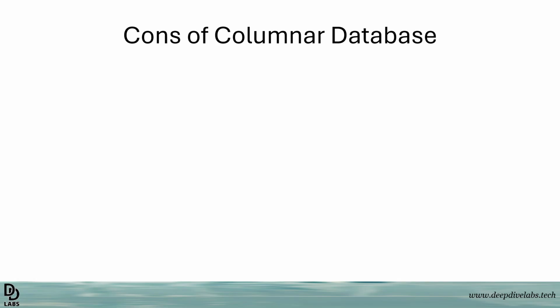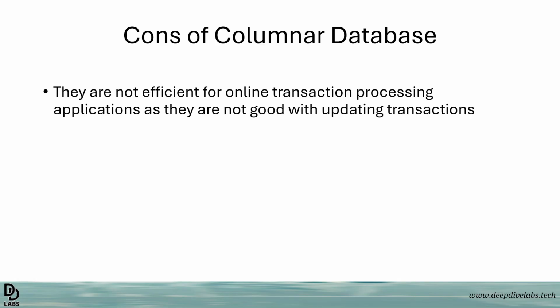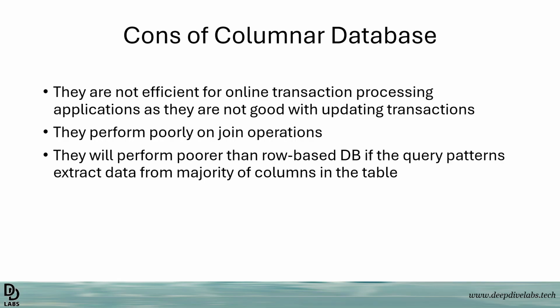So what are some of the cons of columnar database? They are not efficient for online transaction processing applications, because they are not good with updating transactions, right? So they are good at aggregating your columns in a lot of ways. Across the board you will see that NoSQL databases do poorly on join operations, because they are not designed for that, right? They perform poorer than your row-oriented database if the query pattern extracts data from the majority of the columns in the table, right?